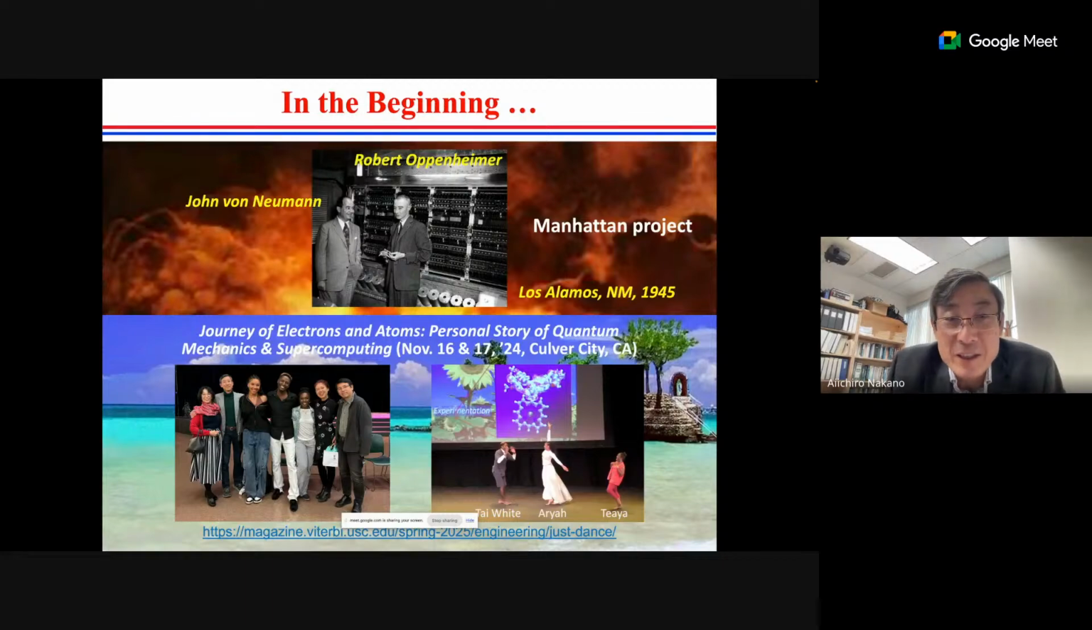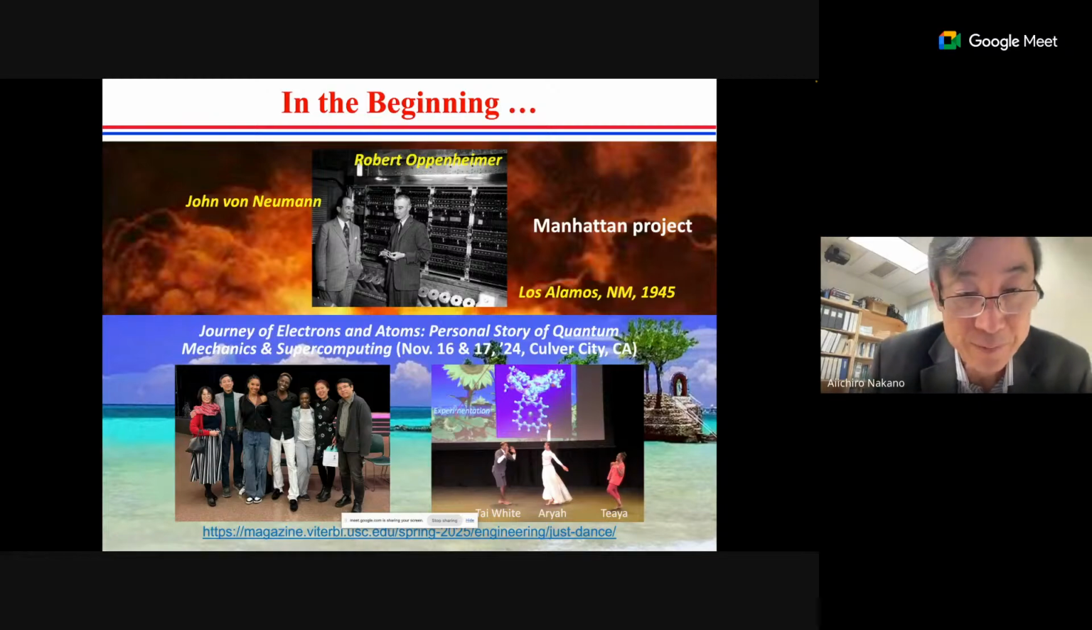Actually, the origin of quantum mechanics and supercomputing, what we do, is the Manhattan Project in 1945 at Los Alamos. Since this kind of dark origin, electrons and atoms went through a long, long journey. And now we are using that to study, for example, how to generate clean energy from light, and so on.